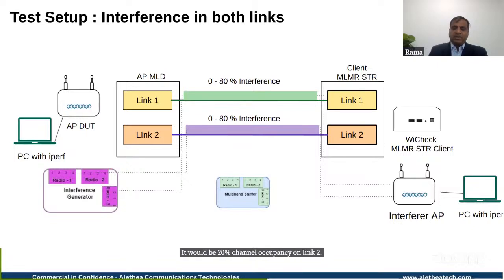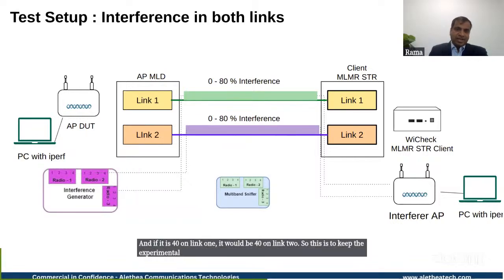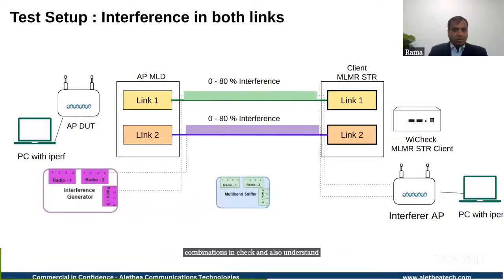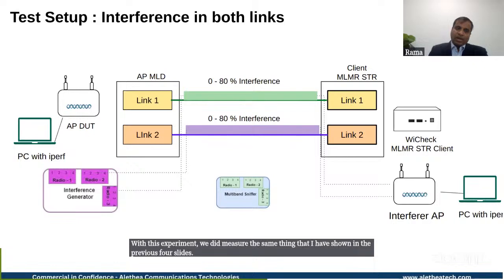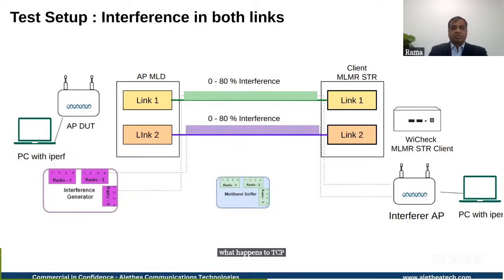And if it is 40 on link 1, it would be 40 on link 2. So this is to keep the experimental combinations in check and also understand how the whole thing is working. So with this experiment, we did measure the same thing that I have shown in the previous 4 slides. What happens to TCP throughput, what happens to TCP burst latency, what happens to UDP throughput, and what happens to UDP one-way delay.